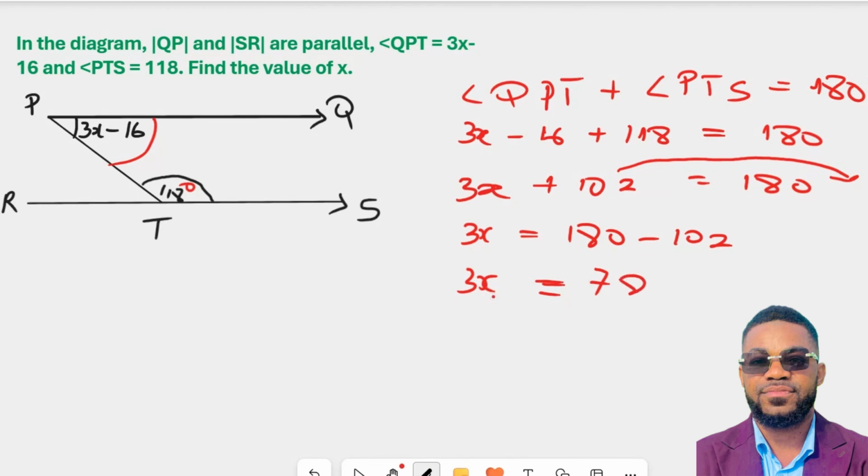So you have 78. You've got to get x, so I divide through by 3. 3 can go into 78 how many times? So that's going to be 26. So x is equal to 26 degrees. So that is it. Easy, right? Let's take our next question.